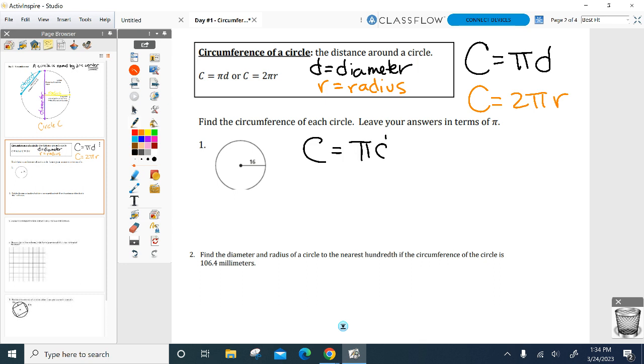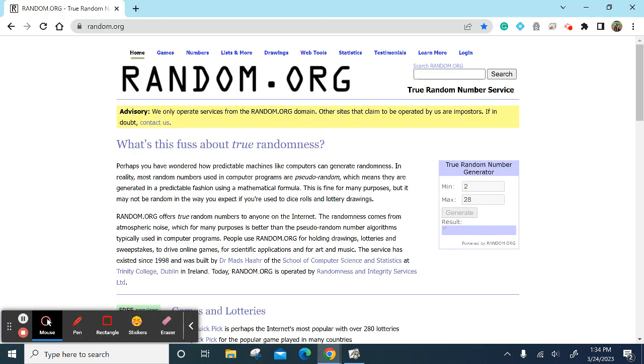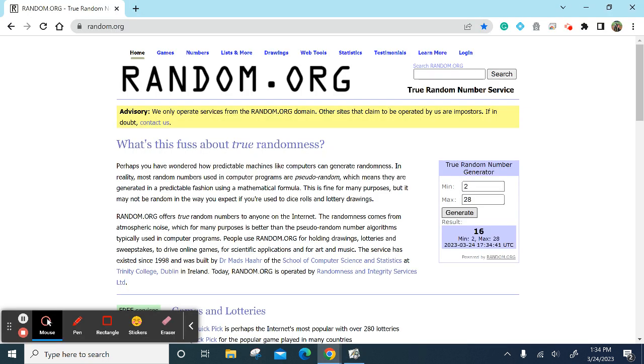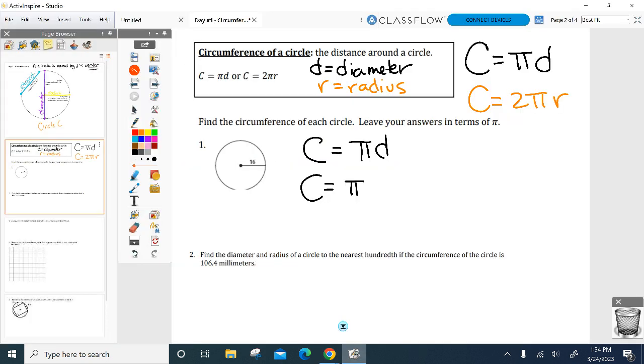C equals pi d. I'll be using that one. If anybody wants to use the 2 pi r, feel free. Pi stays pi. That's a number, 3.14, and so on. What's the 16 referring to in my diagram? What did we just call that? That's the radius. The radius is 16, but in my formula, I need the diameter. So what would you like to do to the 16? Double it. So I end up with 32. And I don't want you to go to your calculator. Leave it in terms of pi.